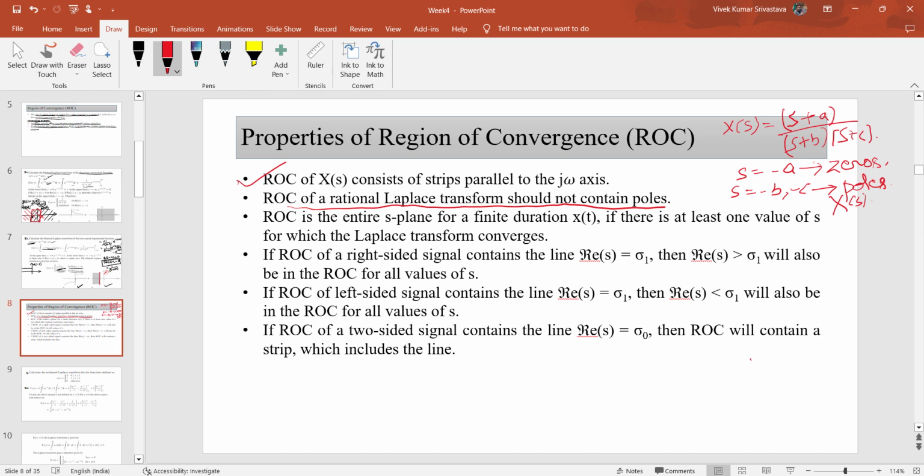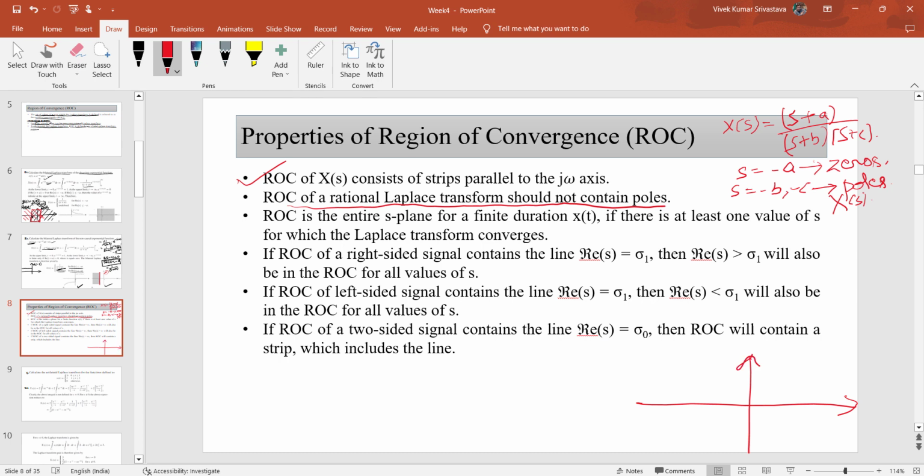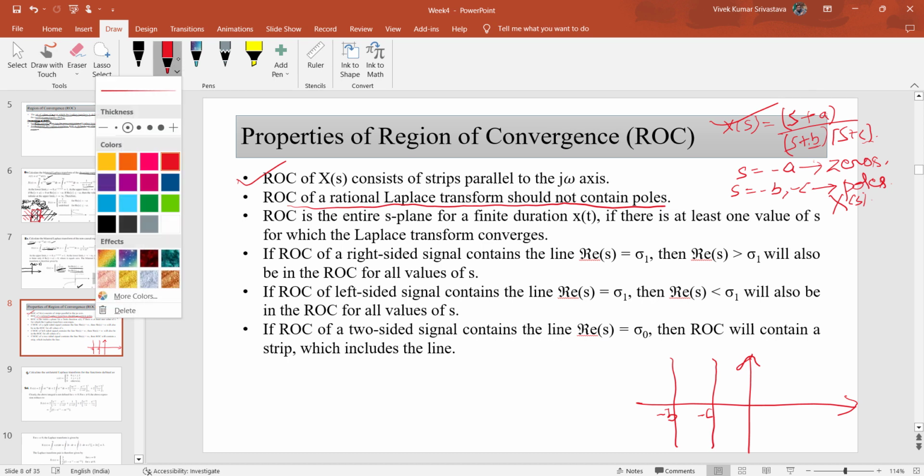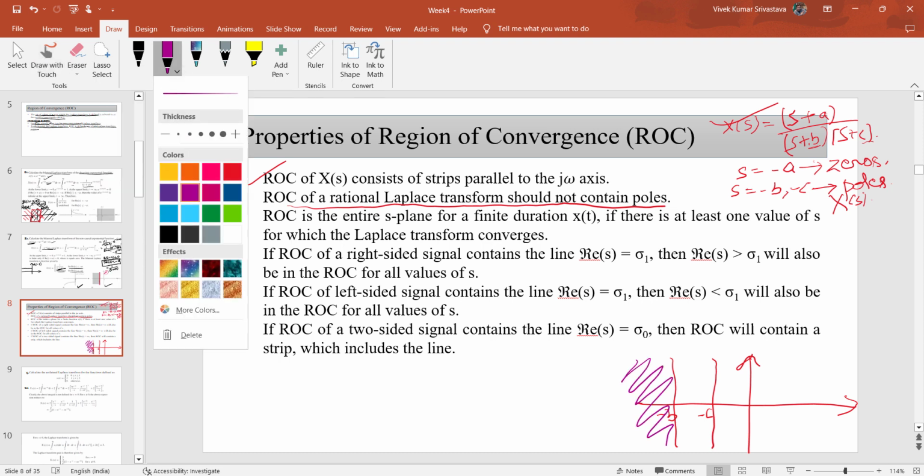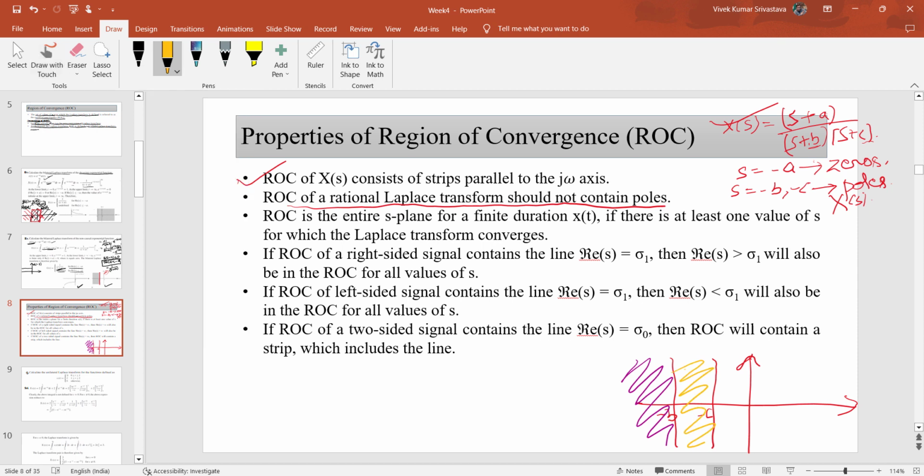Okay, suppose we plot the region of convergence corresponding to this. There are two poles, minus b and minus c. So there should be three regions of convergence for this Laplace transform. One is this one, the second one is this one, and the third one is this one.